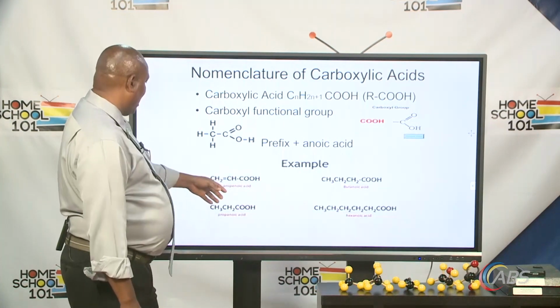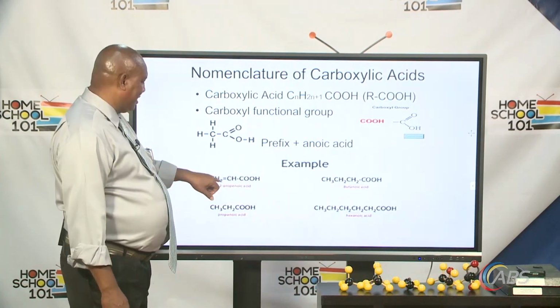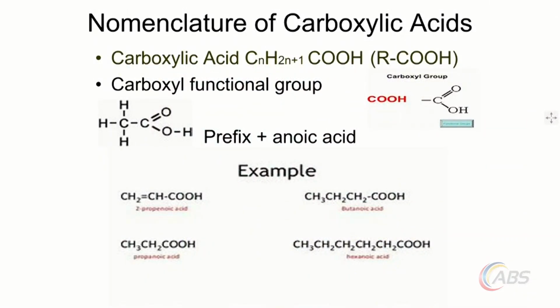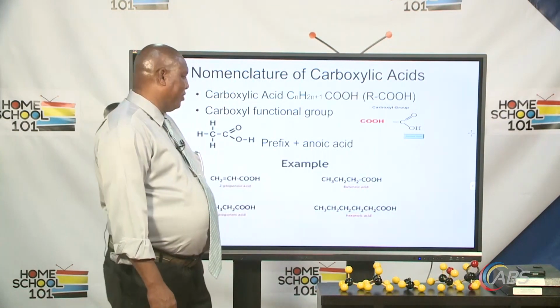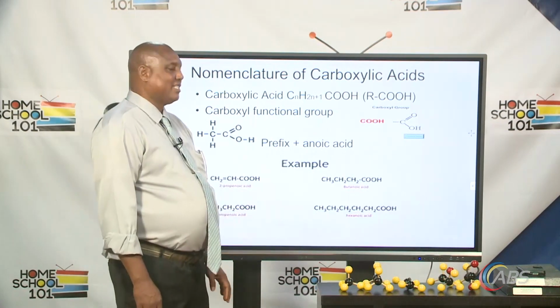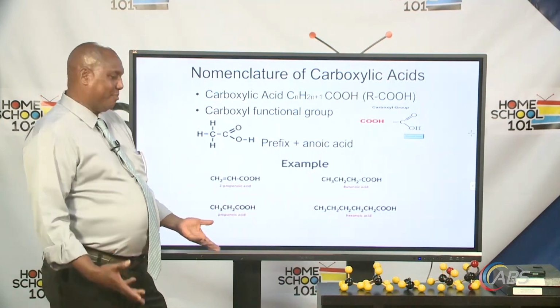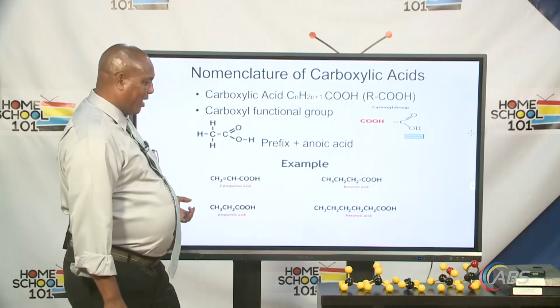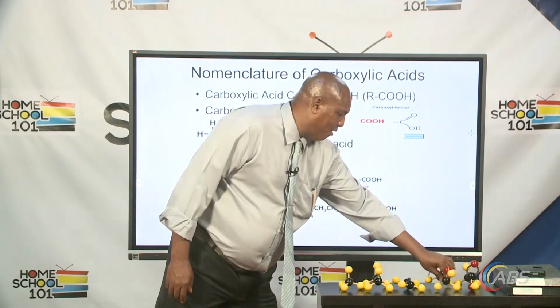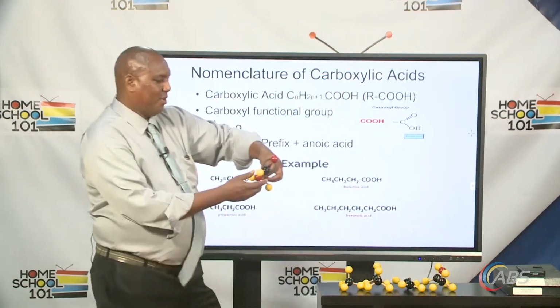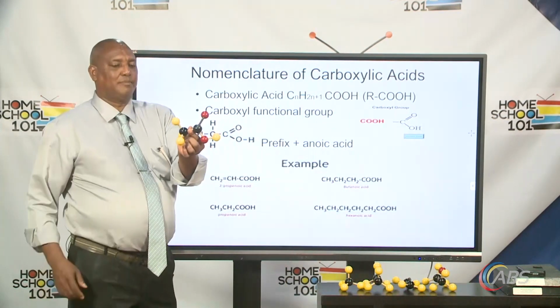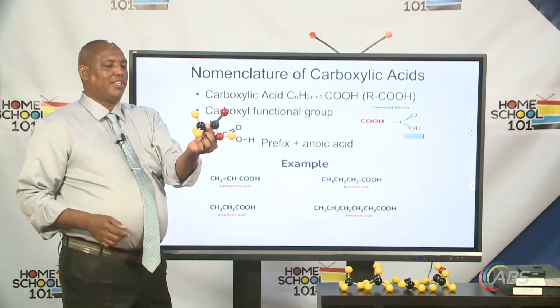So in this case, we have propenoic acid, because we have a double bond, 1, 2, 3. Over here we have butanoic acid, 1, 2, 3, 4. Butanoic acid, pentanoic acid, hexanoic acid, heptanoic acid, and so on. Okay? And right here we have an example of a carboxylic acid. This one is ethanoic acid.